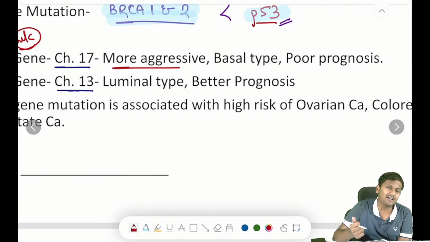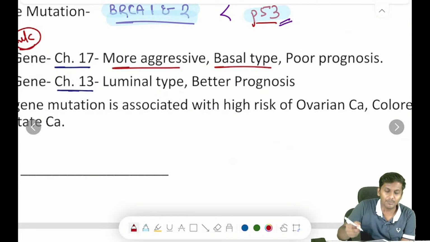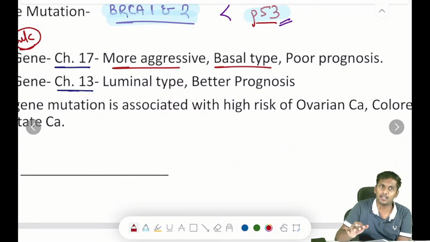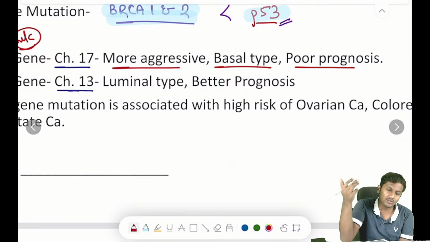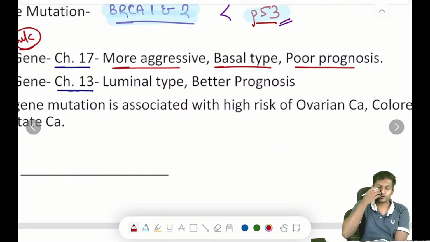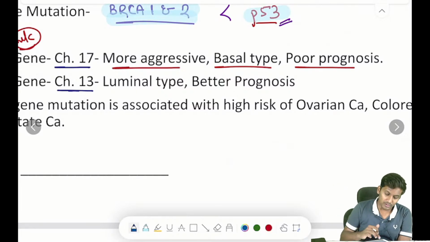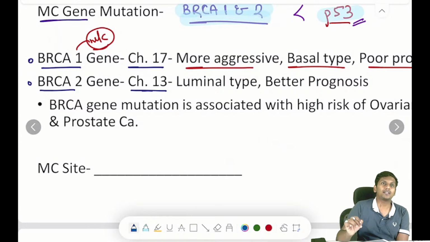So BRCA1 gene mutation की वजह से जो cancer होता है, that is more aggressive in nature. It is a basal type of breast cancer. I'll talk about the molecular classification over where I'll tell you what is the basal type of breast cancer. And third, the patient will have a poor prognosis. Definitely, if it is a more aggressive kind of a breast cancer, patient is going to have a poor outcome or a poor prognosis.